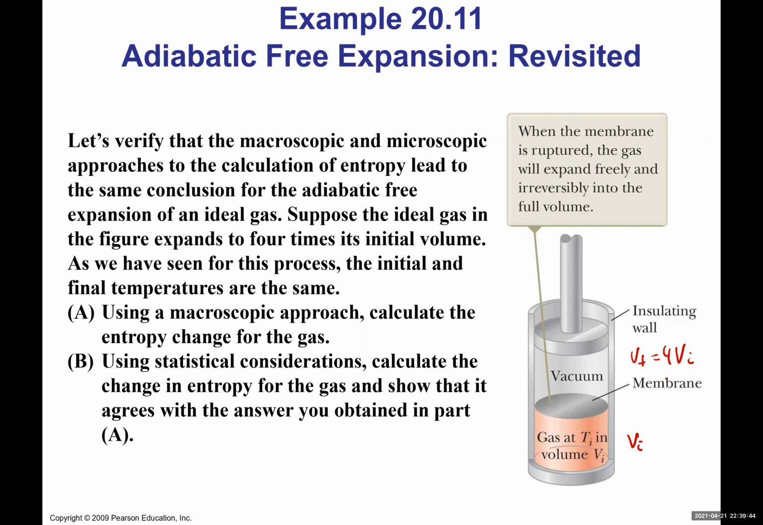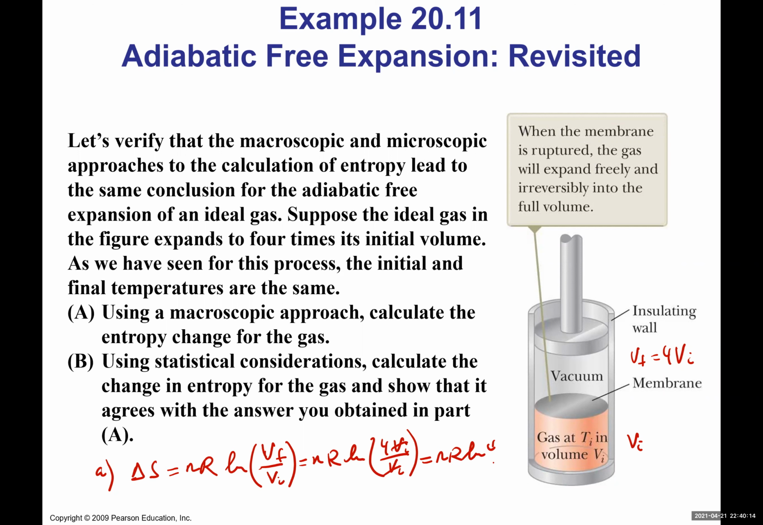So for part A, using the macroscopic approach, the change in entropy equals nR ln of V final over V initial. So this can be nR ln of, well, V final is 4 times V initial, divided by V initial. This will cancel out. So we get nR ln of 4. So that's the answer for part A.